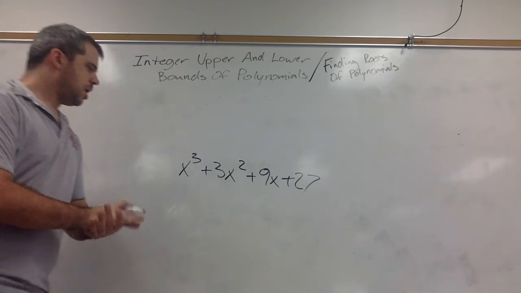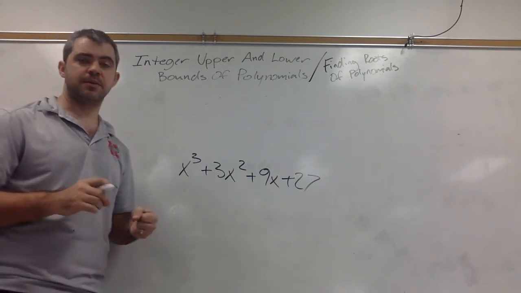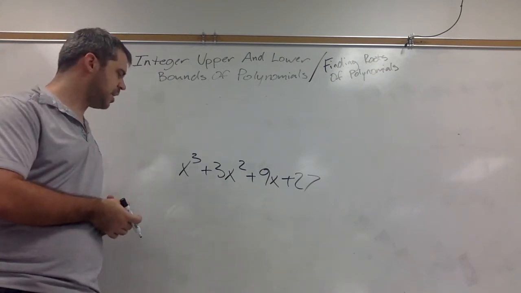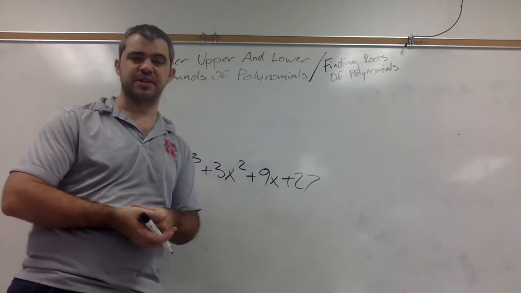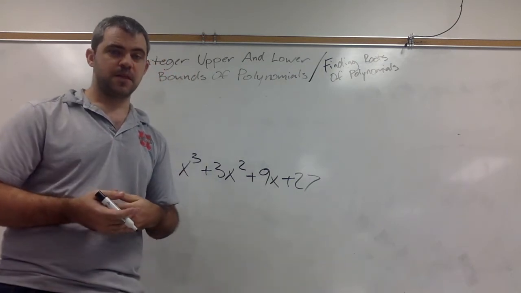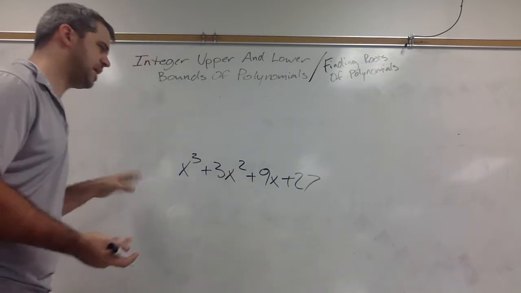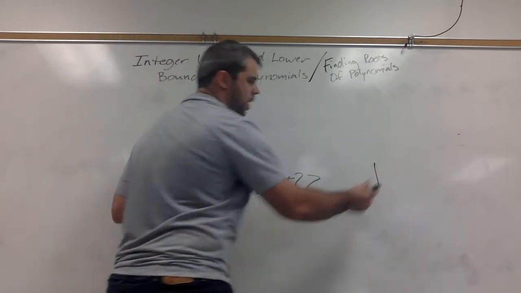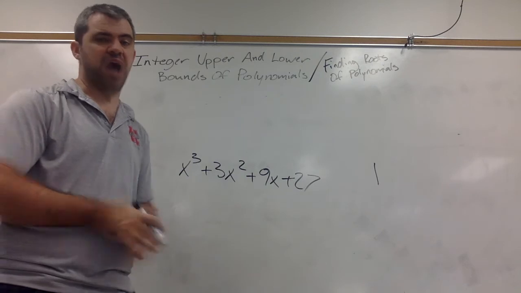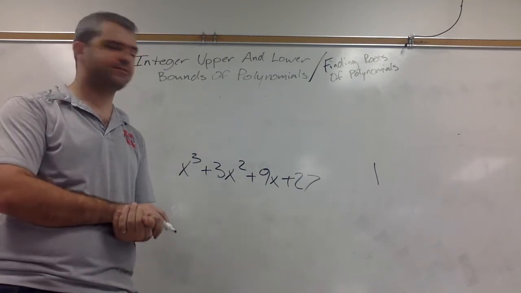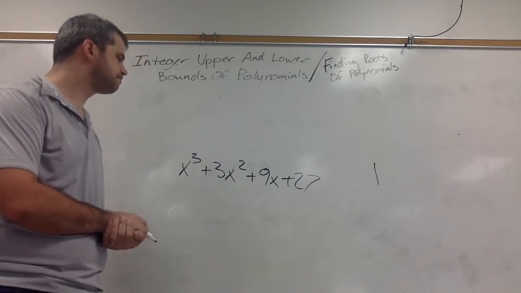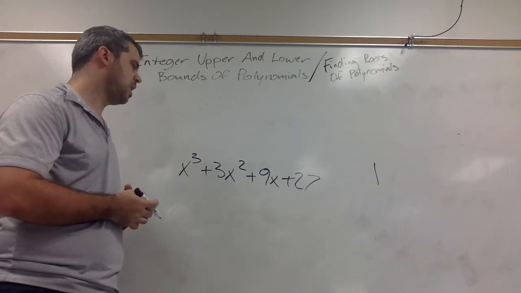All right, let's look at this guy here. So we want to establish upper bounds and lower bounds. Now, these are all positive. That's no sign changes. So what's going to be our positive bound, or our bound on the positive side? Well, it's going to be 1. Because I know I'm not going to have any positive integer solutions, or any positive solutions at all.